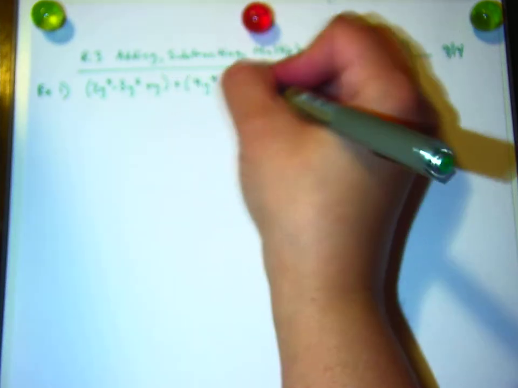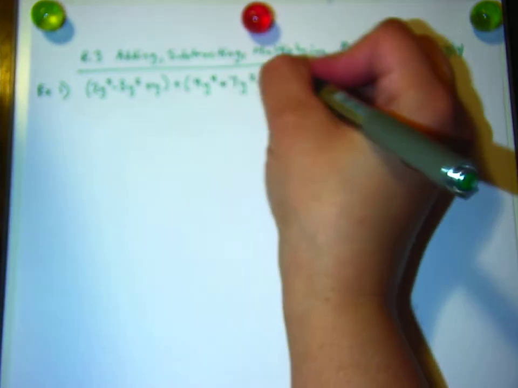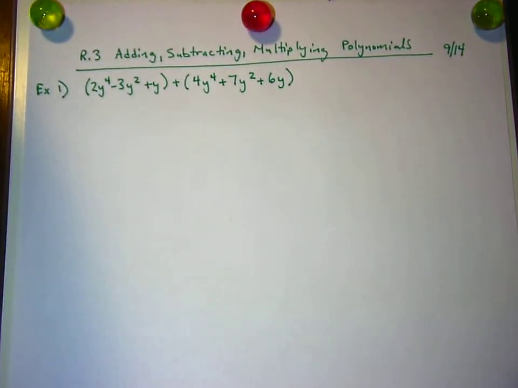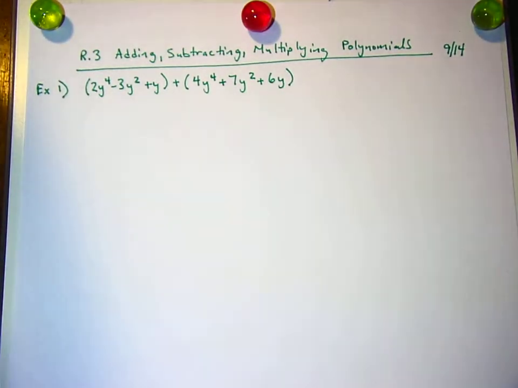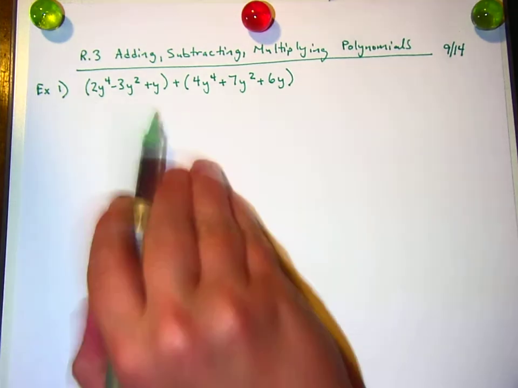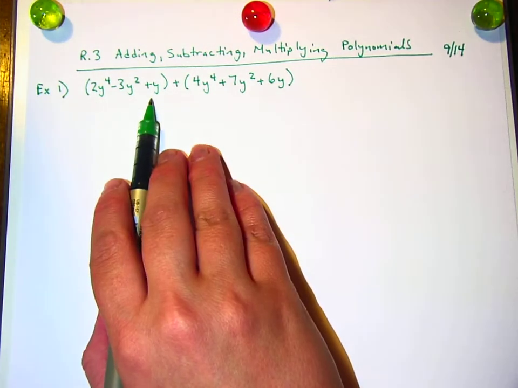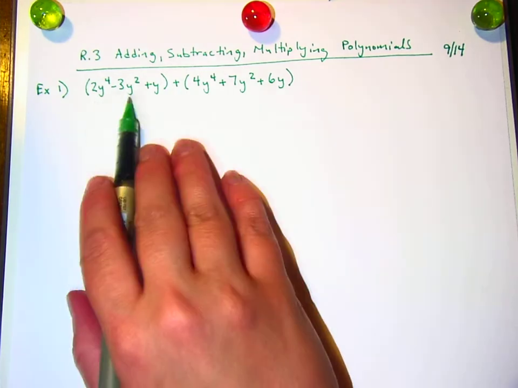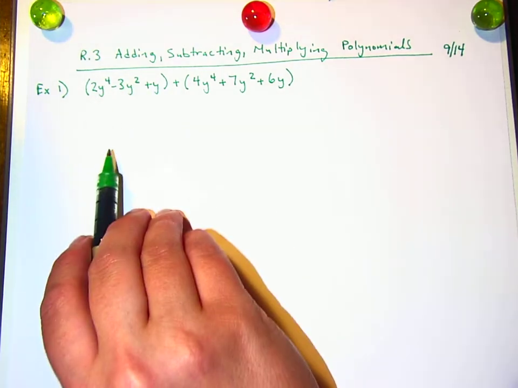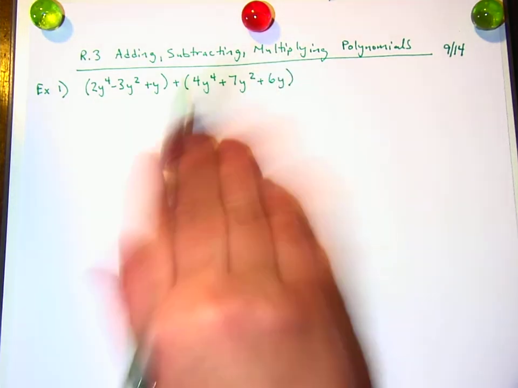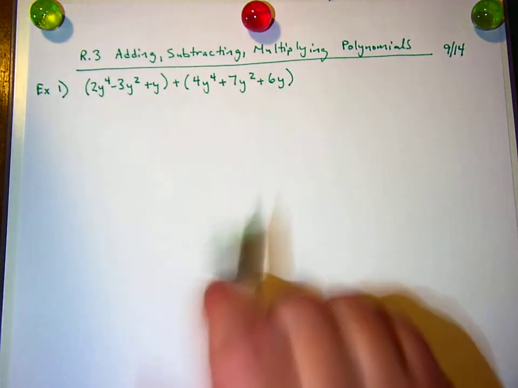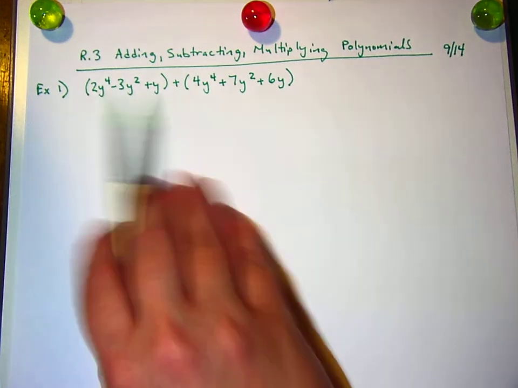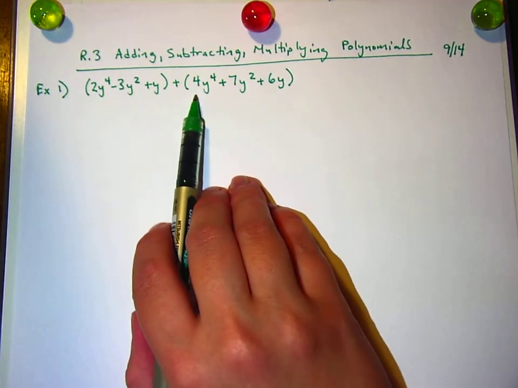Alright, go ahead and copy down the problem that I have here. It's been blurry this whole time, so sorry guys. There we go. Okay, so it is 2y to the 4th minus 3y squared plus y. That's the first polynomial. A polynomial is just an expression that has multiple terms with multiple exponents in it. So there's 3 of them here. Usually if there's 2, it's a binomial. If there's 3 and the highest one is an x squared or a y squared, it's a quadratic.